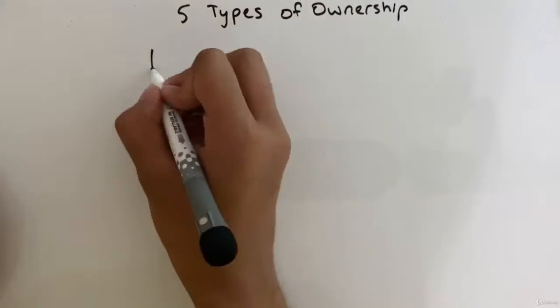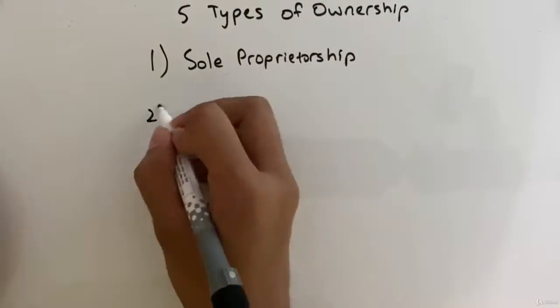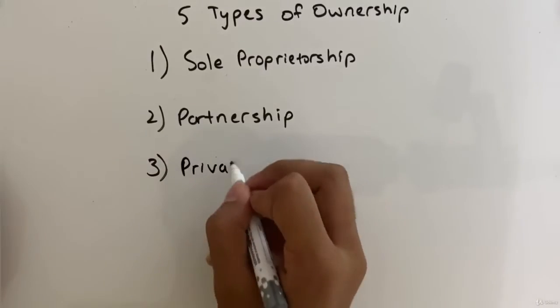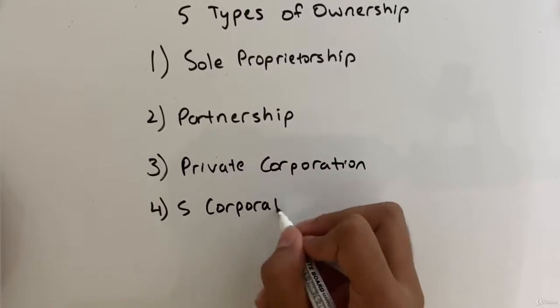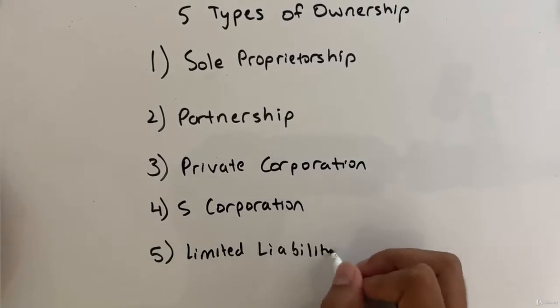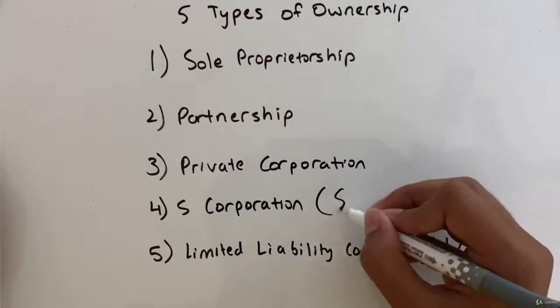In this video, I'll be covering the 5 different types of business ownership. The types that will be covered are sole proprietorship, partnership, private corporation, S corporation, and limited liability company.